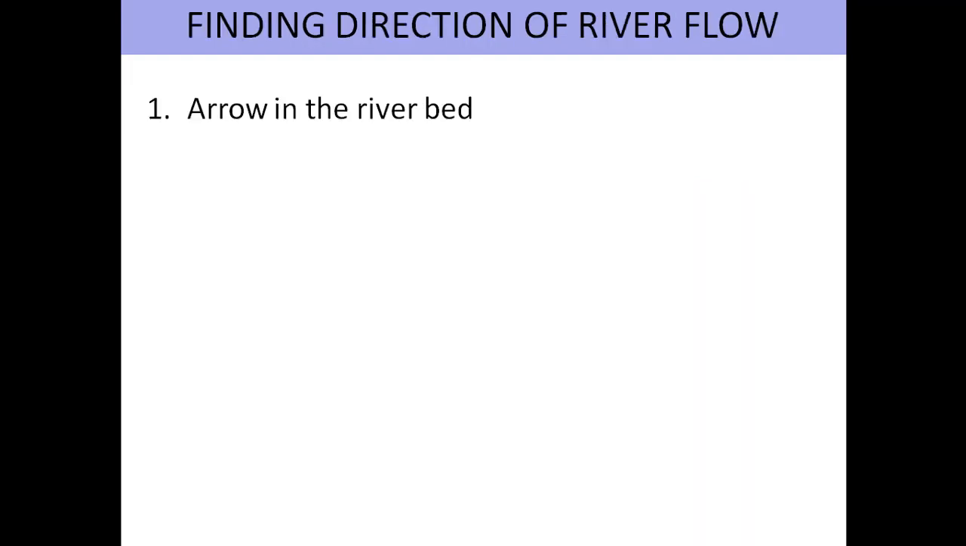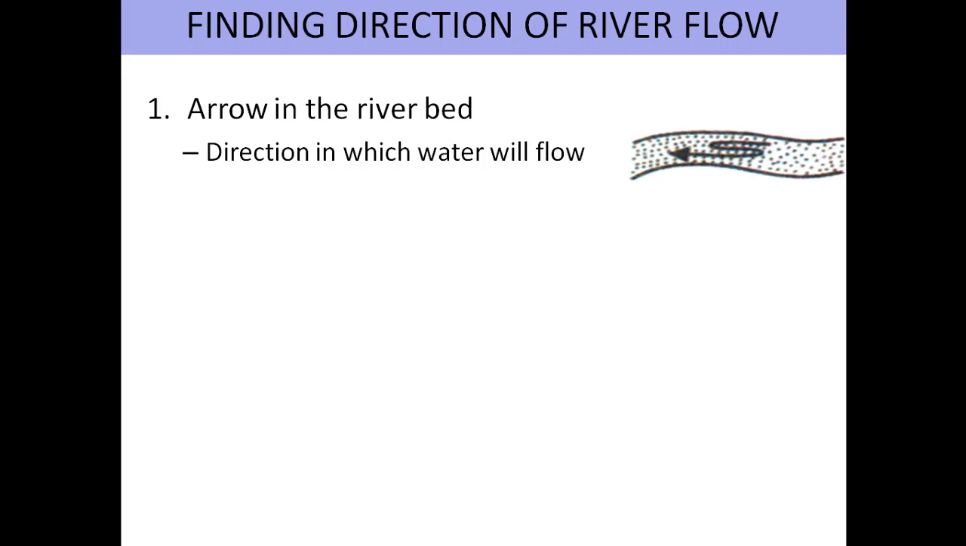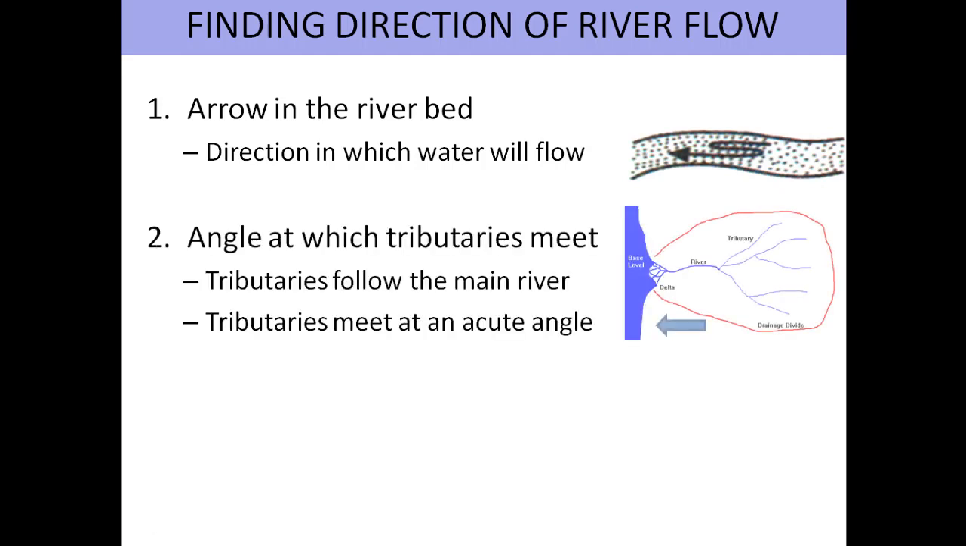How to find the direction in which the river flows? There are three ways: arrows in the river bed, showing the direction in which the water will flow, and the angle at which the tributaries meet. Tributaries follow the main river, and tributaries meet at an acute angle. As you can see, the rivers meeting at the acute angle, these are the vertices. At this point the river forms an acute angle. Now if we look at the direction of the acute angle, it is from east to west. In this manner we can find the direction of the river.